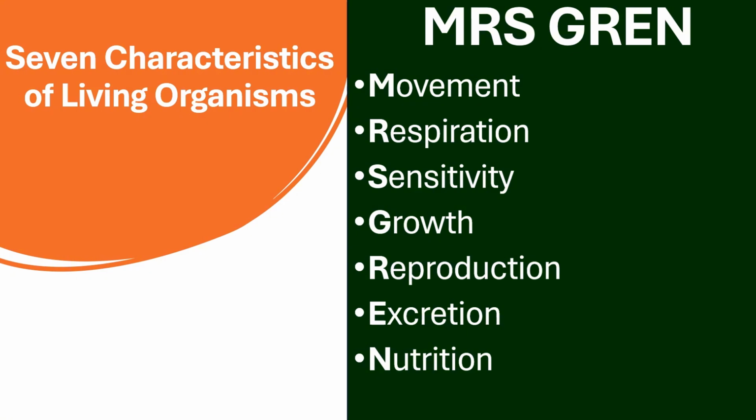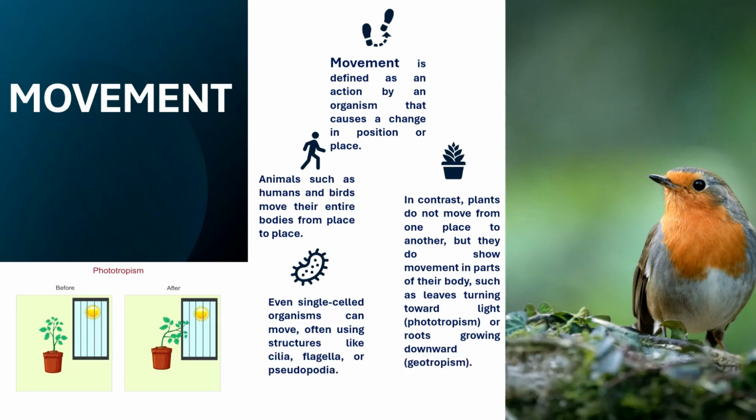Now, we are not just going to look at these as simple definitions. We are going to see them as active biological processes that happen inside every living system. Let's start with the first one, letter M, for movement. In biology, movement is more than just running or flying. We define movement as any action by an organism that causes a change in its position or place. In simple terms, it is the ability to move from one location to another, or even just to move parts of the body.